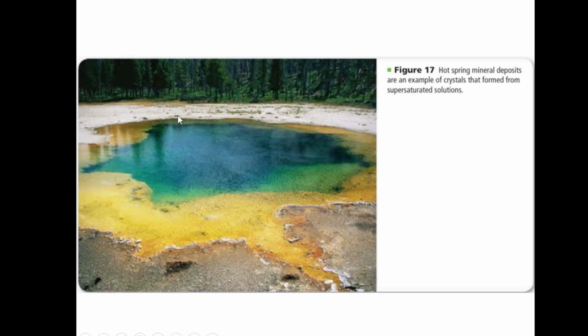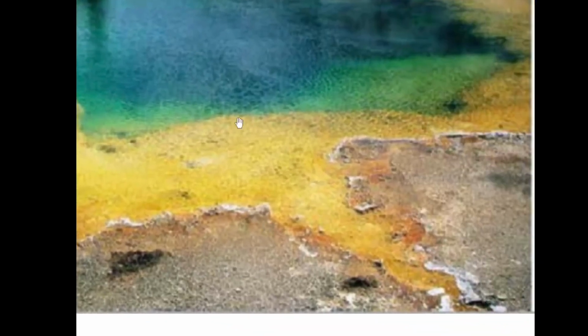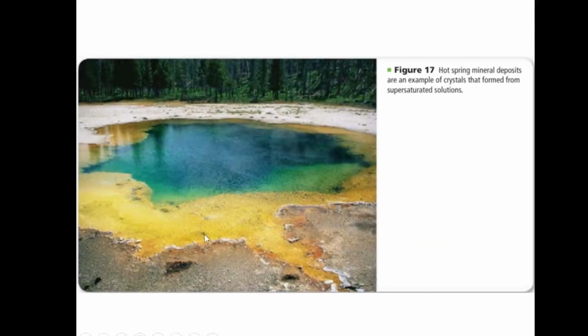Hot spring mineral deposits. So this is one which I would presume would be in Yellowstone because it looks like a hot spring from Yellowstone. If you look carefully at this diagram, you see some salt on the edge. So this yellow and looks green under the water, this is a bacterial culture. But the white on the edge, that is salt.